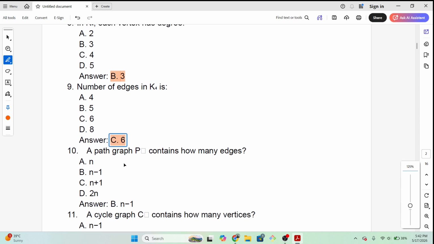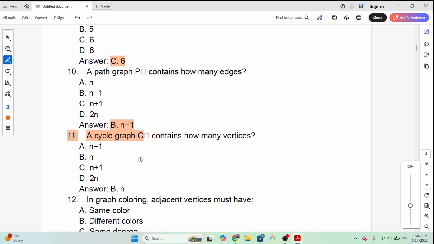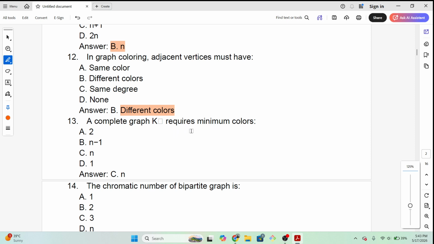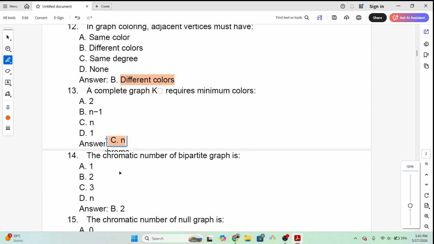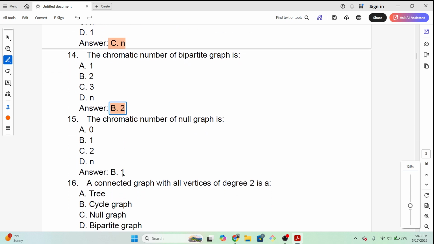A path graph Pn contains how many edges? n minus 1. A cycle graph Cn contains how many vertices? n vertices. In graph coloring, adjacent vertices must have different colors. A complete graph Kn requires a minimum of n colors. The chromatic number of a bipartite graph is 2. The chromatic number of a null graph is 1.